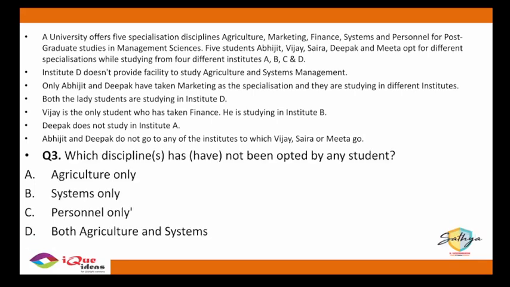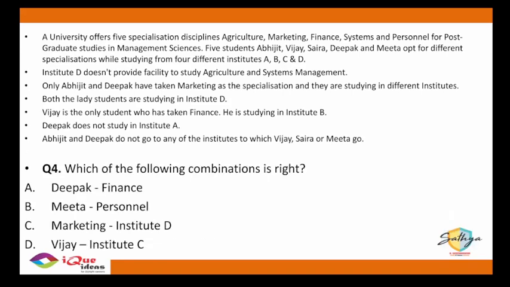Anyway, which discipline or disciplines have not been opted by any student? Agriculture only. So both agriculture and systems. Whether systems and personnel was a single subject or not is clarified by this answer. Agriculture and systems are two different things. Both agriculture and systems, nobody studies them.